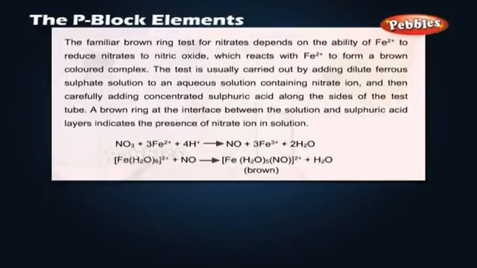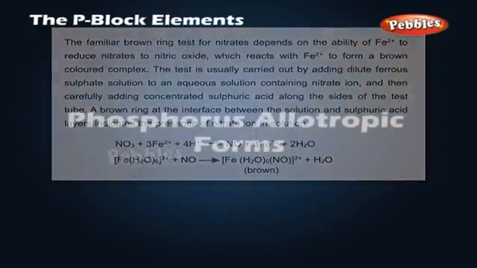The test is usually carried out by adding dilute ferrous sulfate solution to an aqueous solution containing nitrate ion and then carefully adding concentrated sulfuric acid along the sides of the test tube. A brown ring at the interface between the solution and sulfuric acid layers indicates the presence of nitrate in solution.